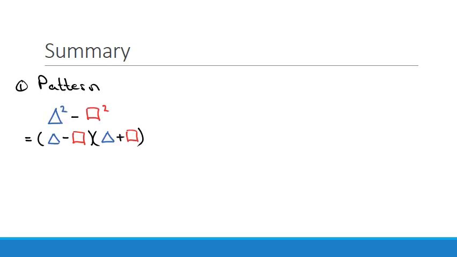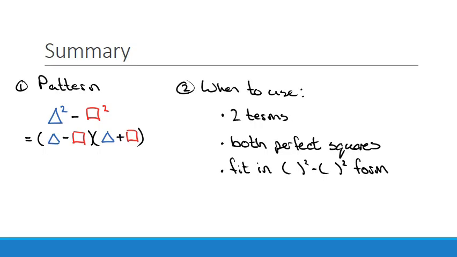So in summary, we'll look at a couple things here. First of all, the pattern. There's a pattern. I use symbols for it, but it's nice and easy. If that doesn't quite make sense, make sure you come find your teacher or myself. And when to use this? Well, when you have two terms, when both are perfect squares, that's when to use it. But really, you don't have to think about that. You can go right to this. Just, does it fit in this form? Because if it fits in that form, it does have two terms, and they are perfect squares.